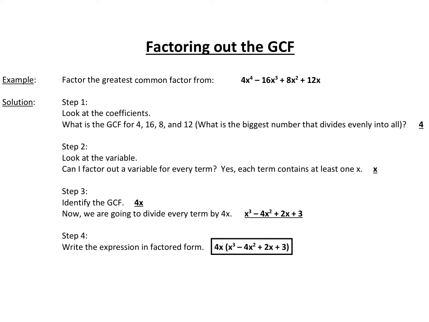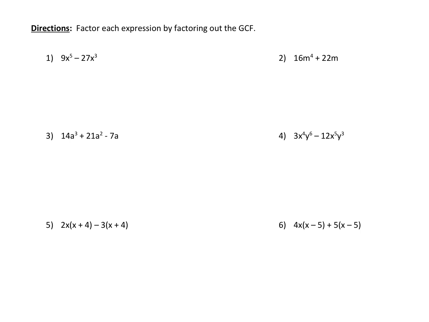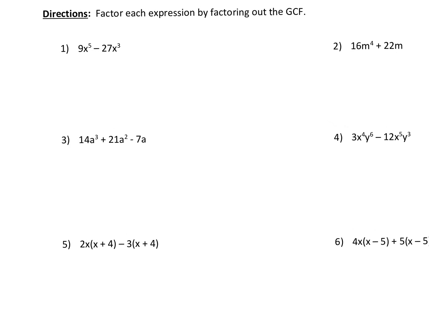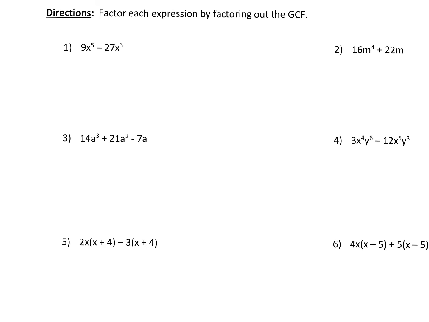Okay, so let's try some examples on our own. So on the bottom of the page, there are 6 of them. Okay, so I'm actually going to just do the odd examples with you, and then I'll have you try the even examples on your own. All right, so it just says to factor each expression by factoring out the greatest common factor.